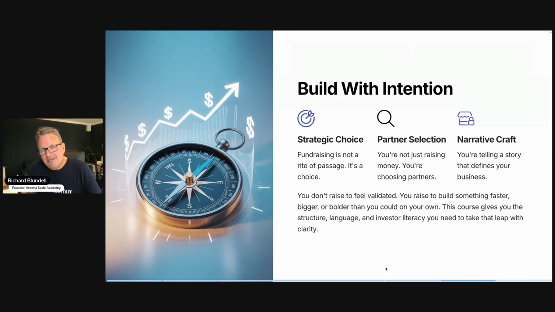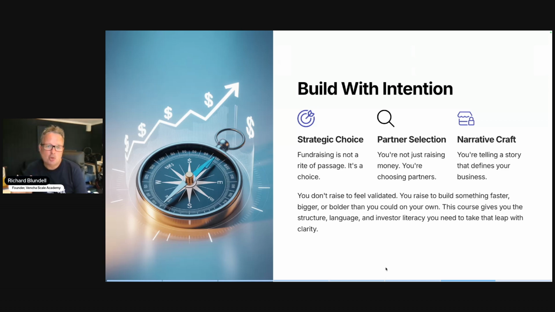And you need to think deeply about which partner you're going to take on board. Don't just take anybody's money. You're not just raising money. You are choosing a life partner, and they are going to be with you, certainly on every stage of the journey. And they come with demands. And we're going to look at what those demands are. We want you to go into this process with your eyes wide open.